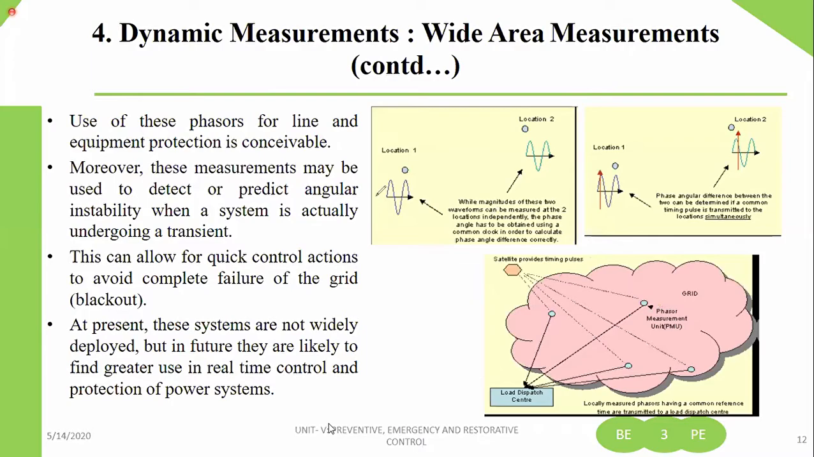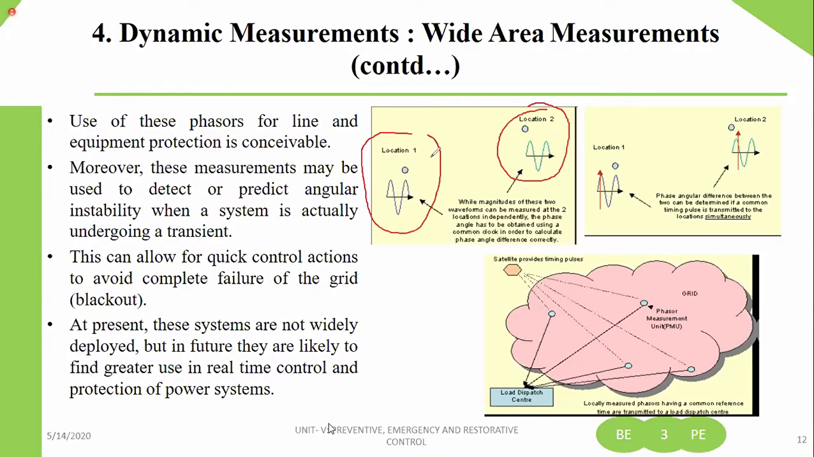Here I have given location 1 and 2. In location 1, let's say Chukha, you can measure voltage, current, power, everything. In location 2 also we can measure this. The magnitude of these two waveforms can be measured at two locations independently. The phase angle has to be obtained using a common clock in order to calculate the phase angle differences correctly. So easily you can measure magnitude, voltage, reactive power as well as real power.